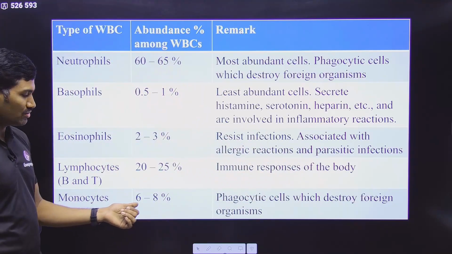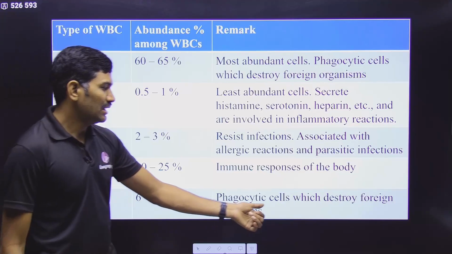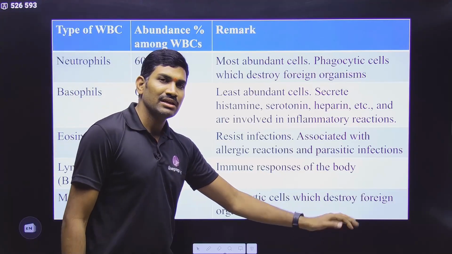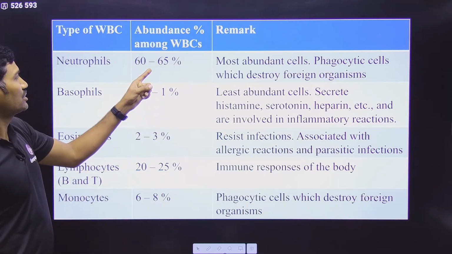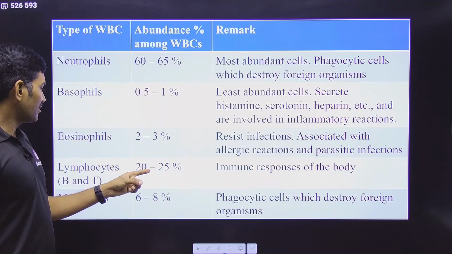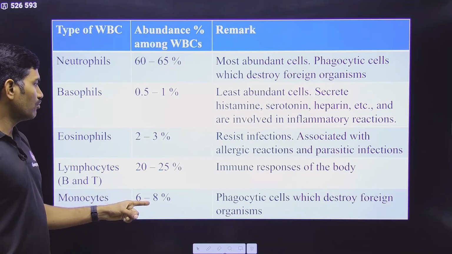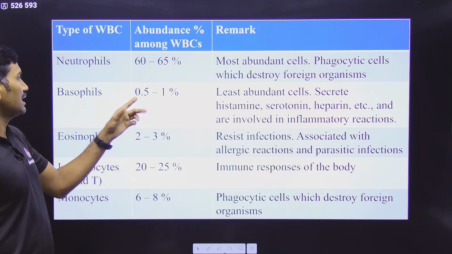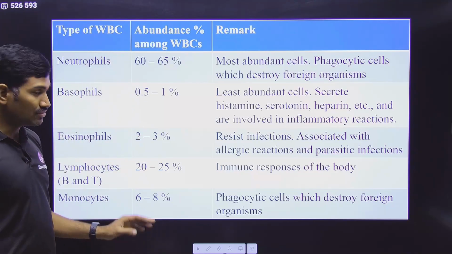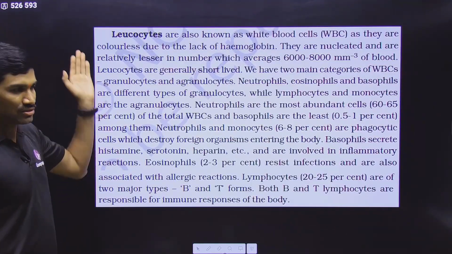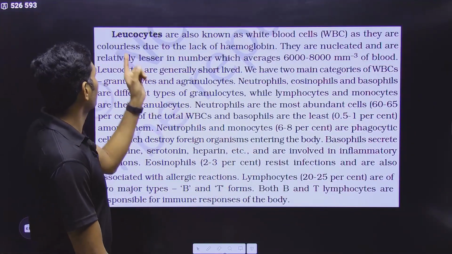Next is monocytes, approximately 6 to 8%, which are also phagocytic cells and in this way destroy organisms. Abundance wise, the most abundant are neutrophils, then lymphocytes, then monocytes, then eosinophils, then basophils. Clear? This is the sequence if they ask. Now let us quickly go through the NCERT content.